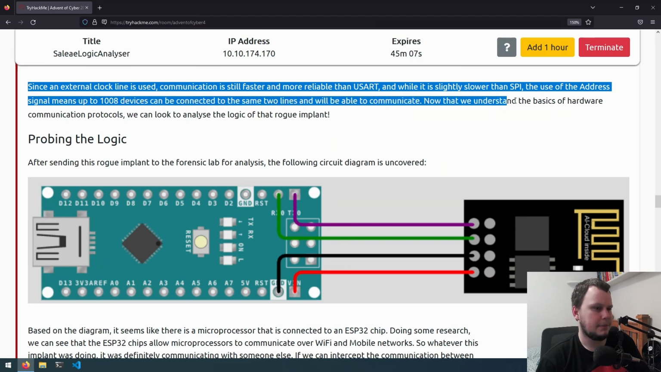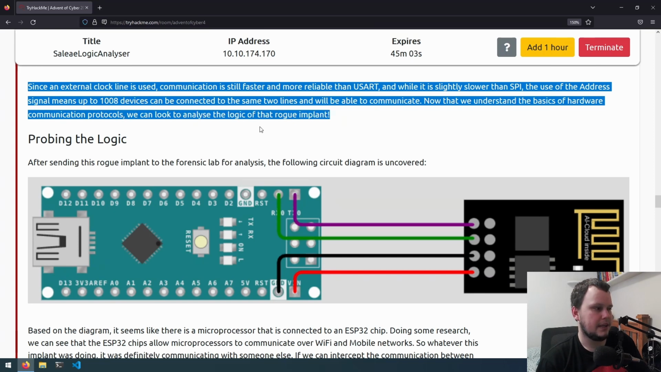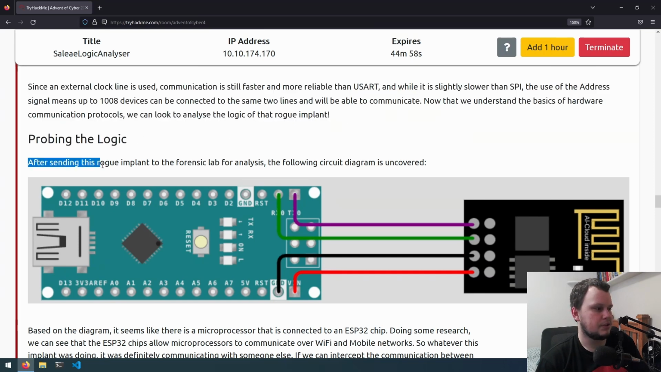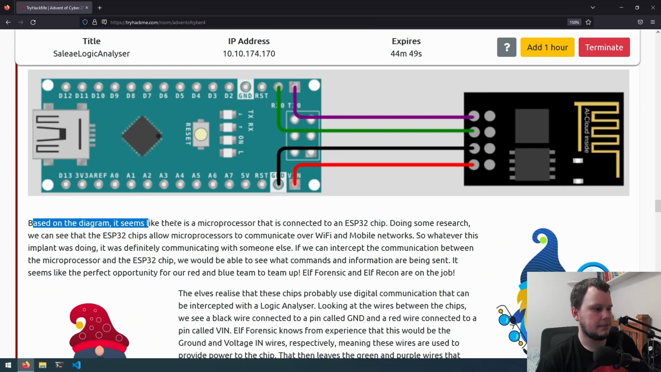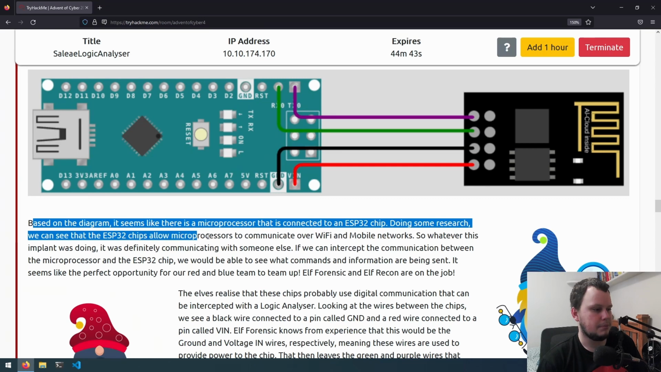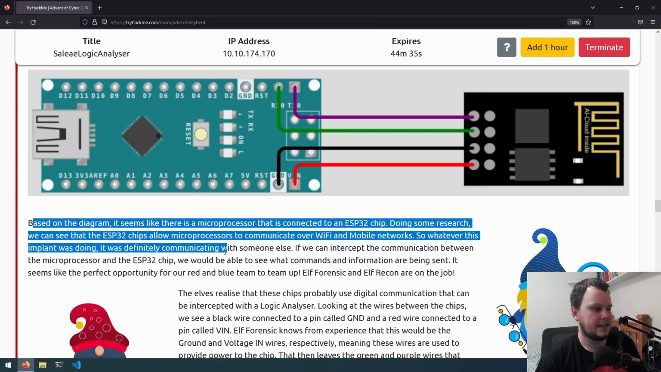Now that we understand the basics of hardware communication protocols, we can look to analyze the logic of that rogue implant. Probing the logic. After sending this rogue implant to the forensic lab for analysis, the following circuit diagram is uncovered. Based on the diagram, it seems like there is a microprocessor that's connected to an ESP32 chip. Doing some research, we can see that the ESP32 chip allows microprocessors to communicate over Wi-Fi and mobile networks. So whatever this implant is doing, it was definitely communicating with someone else.